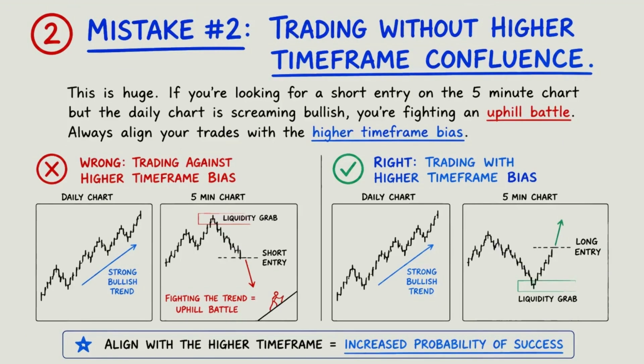Mistake number 2. Trading without higher time frame confluence. This is huge. If you're looking for a short entry on the 5-minute chart, but the daily chart is screaming bullish, you're fighting an uphill battle. Always align your trades with the higher time frame bias.